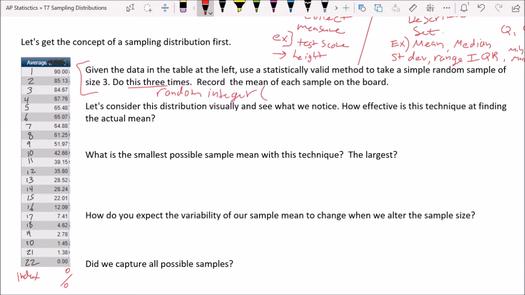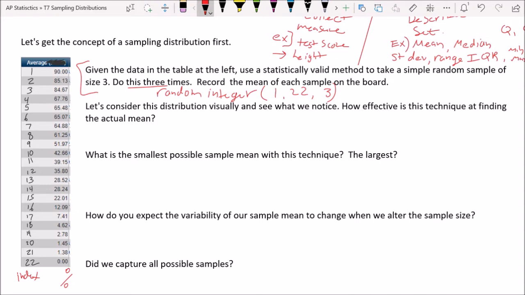I'm using a TI Inspire, so in the TI Inspire, the syntax is you put the range of numbers you want first, so we want numbers from 1 to 22. Then the next number you put says how many you want, so 1, 22, 3. That spits out 3 random numbers from 1 to 22.